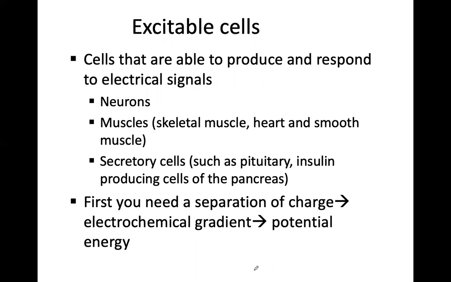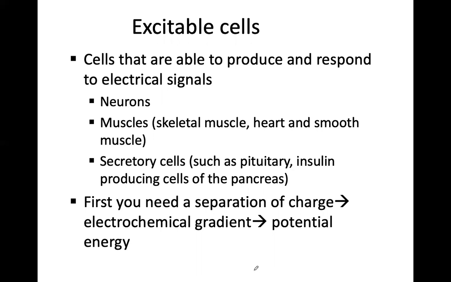The categories of cells that are identified as excitable cells in our bodies are neurons, muscles like your skeletal muscle, your heart, or your smooth muscle, and your secretory cells, such as your glands, like the pituitary gland, or secretion of insulin from your pancreas, etc. Now, we won't talk about the pancreas or pituitary gland in our course. You will see that in more detail when we talk about the endocrine system lecture.